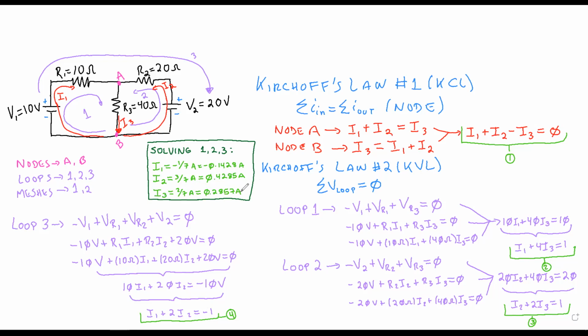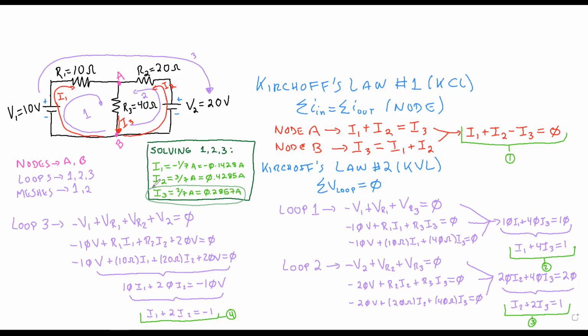So the original problem, what did it say? The original problem said, find the current flowing through the 40 ohm resistor. Which is the current flowing in the 40 ohm resistor? It is I3. This is specifically what the problem is asking us about. But we found all of the currents.